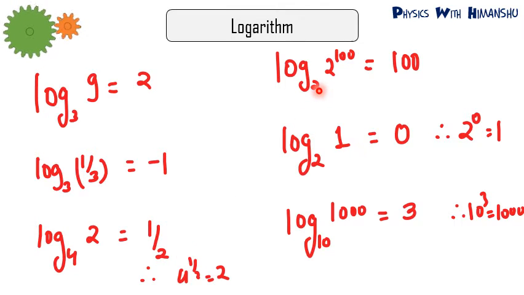Similarly, log base 2 of 2 raised to power 100. What will be the power of 2 that gives 2 raised to power 100? The answer is 100. Similarly, log base 2 of 1. What is the power of 2? The power of 2 will be 0, because 2 raised to power 0 is 1. So log base 2 of 1 equals 0. Similarly, log base 10 of 1000. What is the power of 10 so that it becomes 1000? 10 to the power 3 is 1000, so the answer is 3. This is how you have to interpret the meaning of logarithm.